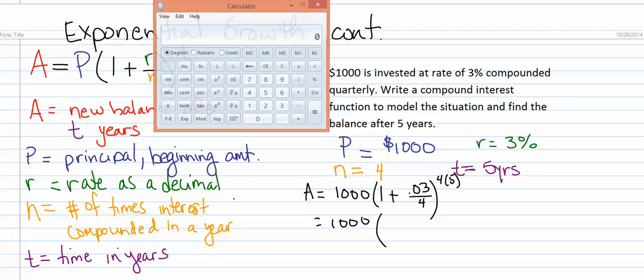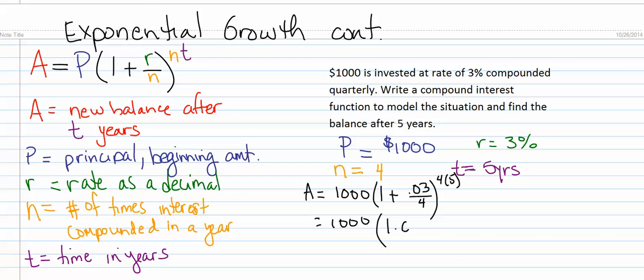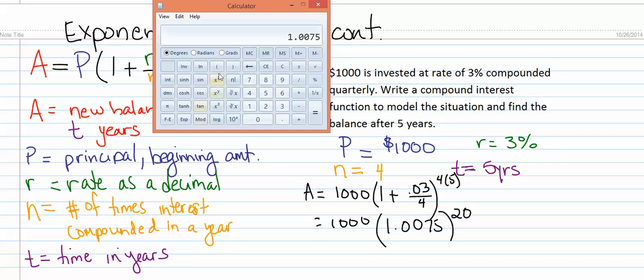I'm going to find out what 0.03 divided by 4 is. It is 0.0075. And I'm going to add 1 to that because that's what all the stuff inside the parentheses does. So 1.0075 raised to the 20th power. Then I'm going to take that amount that's on my calculator right now and raise it to the 20th power. And that amount is going to get multiplied by 1,000.